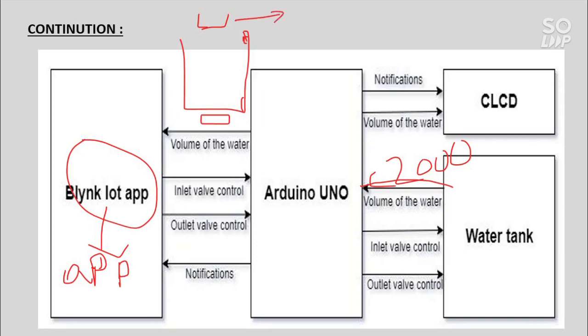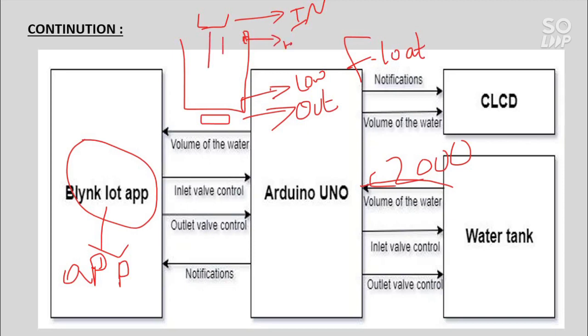So this is the inlet valve and this is the outlet valve. This is the low float, which we use for the sensing of the application, and this is the high float.